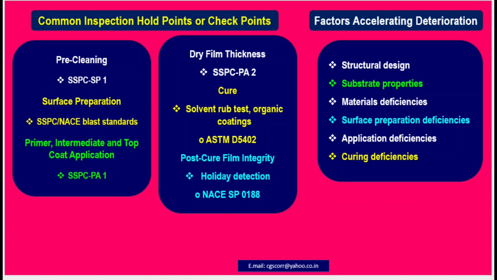Common inspection hold points or checkpoints. First one is pre-cleaning, following SSPC SP1, surface preparation, SSPC NACE blast standards, primer, intermediate and top coat application, SSPC PA1. Next one is dry film thickness, SSPC PA2, cure, solvent rub test for organic coatings, following ASTM D5402, post cure film integrity, holiday detection, following NACE SP0188.